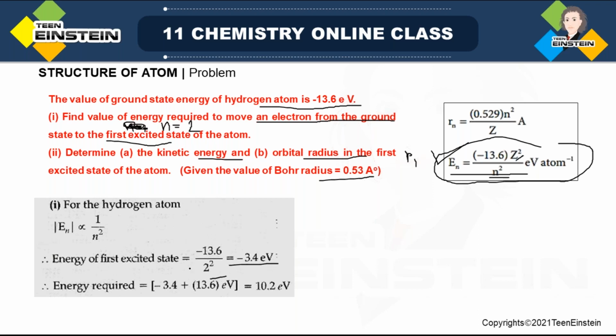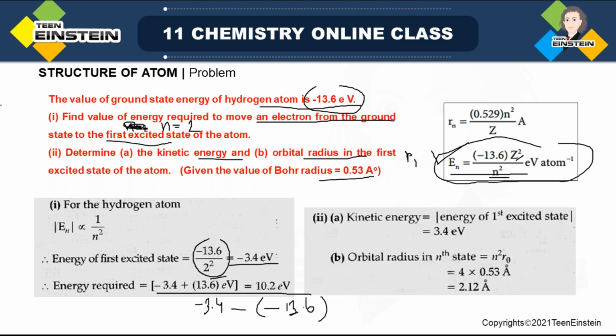So the energy of the first excited state is this, but we have to find the energy required to move the electron from n equal to 1 to n equal to 2. And for n equal to 1, we already know this is the value. So energy required is minus 3.4 minus, that is the energy for n2 minus the energy for n1, which is minus 13.6, but negative negative will cancel. Ultimately it will be 10.2 electron volt. This is the first part.